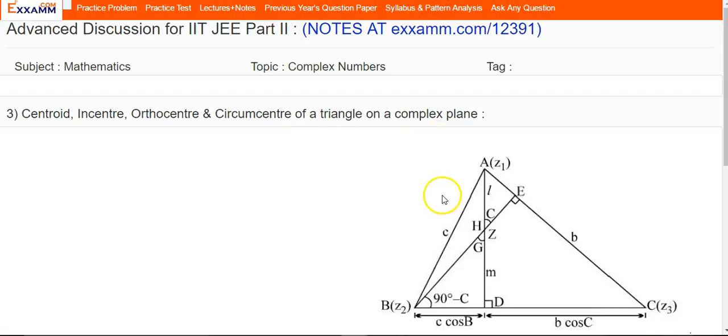Now let us discuss centroid, incenter, orthocenter and circumcenter of a triangle on a complex plane. What does it mean? That we have to find these points for a triangle whose vertices are given as Z1, Z2 and Z3. Now let us first take the case of centroid.